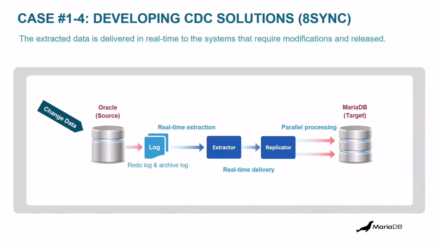This is the architecture of the CDC solution. Using Oracle's archive logs, the extractor process extracts data in real time. This extracted data is released to the target database in parallel through the replicator process. Each extractor and replicator process is installed and operated in the OS where the source and target databases are installed. It is also possible to function remotely from a separate server.